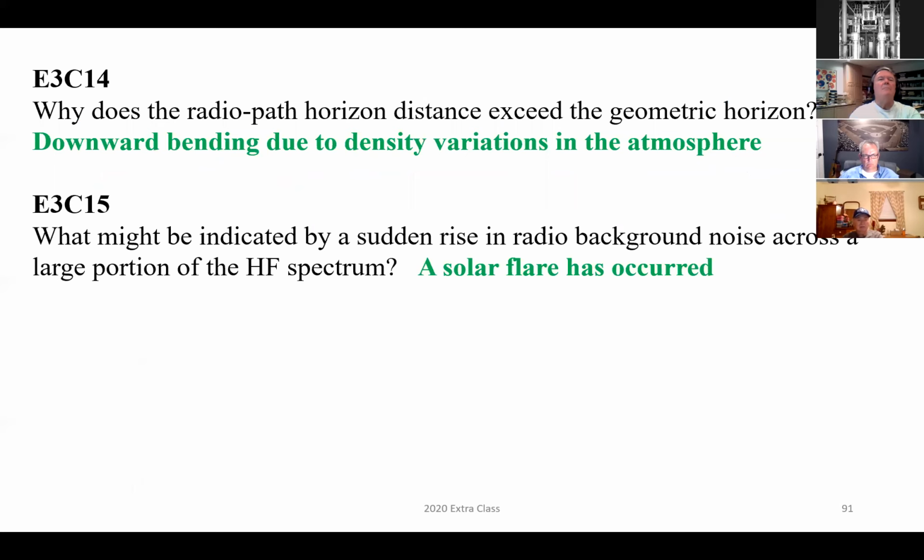E3C14. Why does a radio path horizon distance exceed the geometric horizon? And that's due to downward bending due to density variations in the atmosphere. E3C15. What might be indicated by a sudden rise in radio background noise across a large portion of the HF spectrum? And that is a solar flare has occurred.